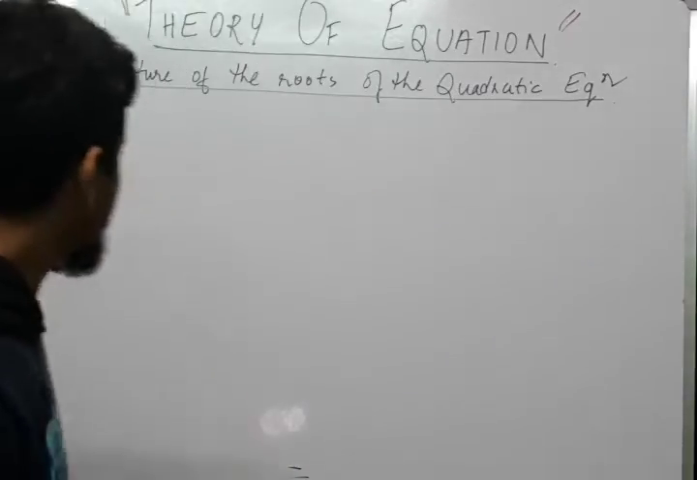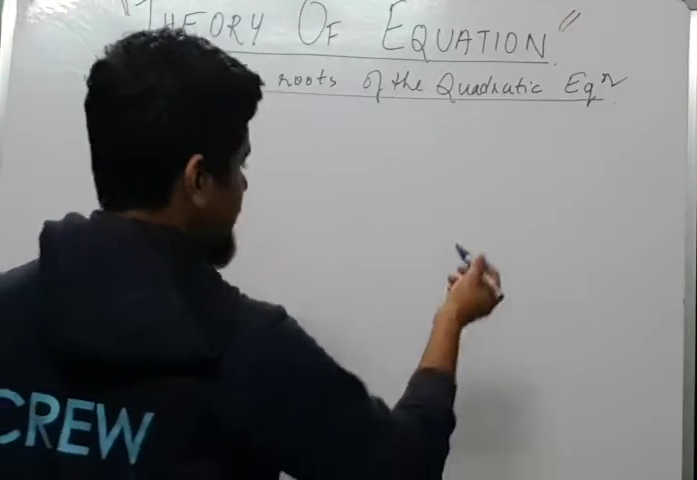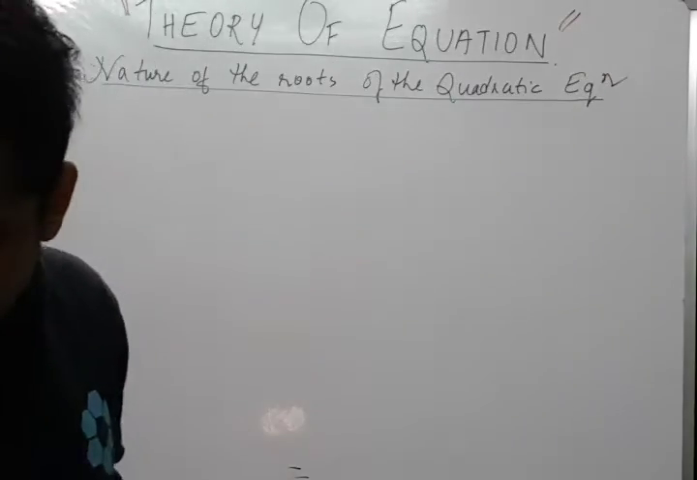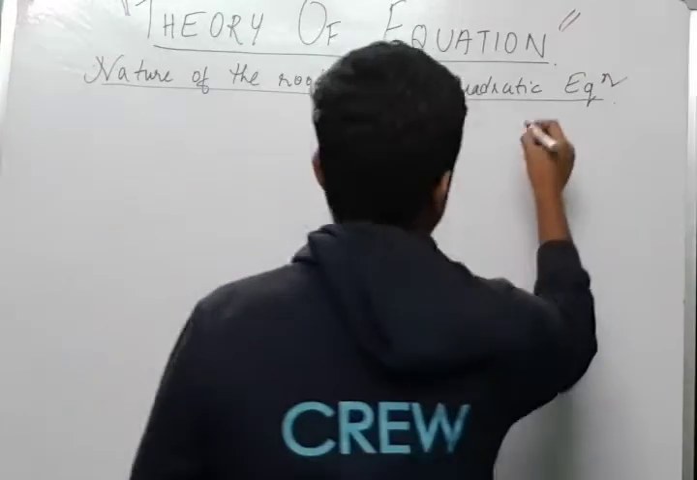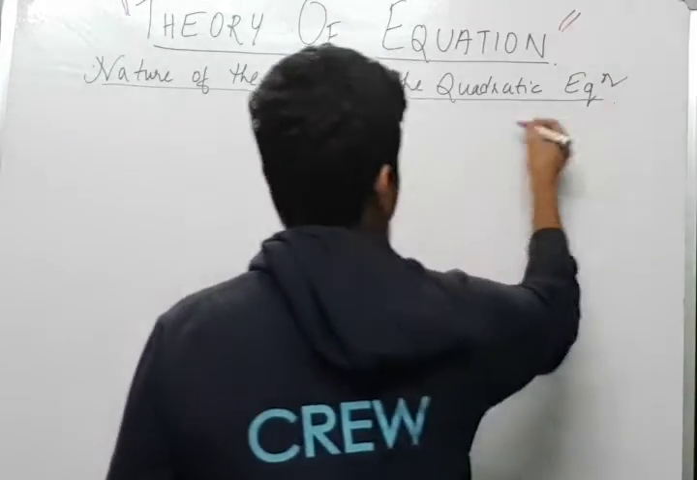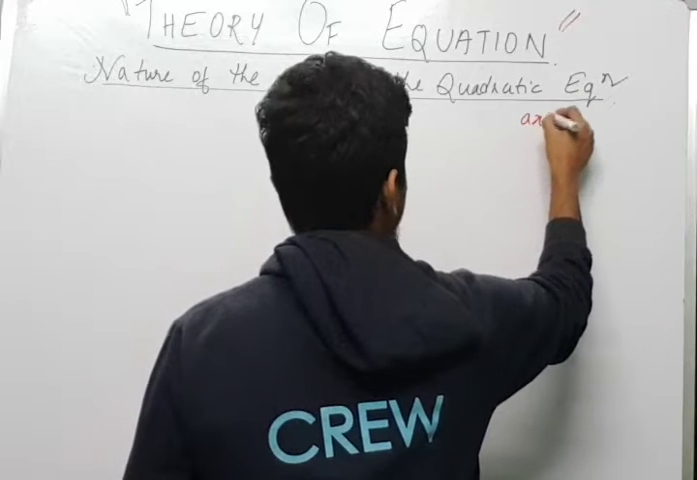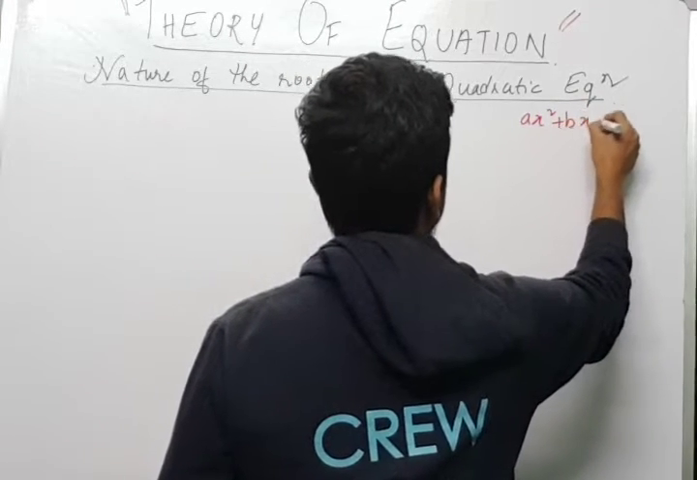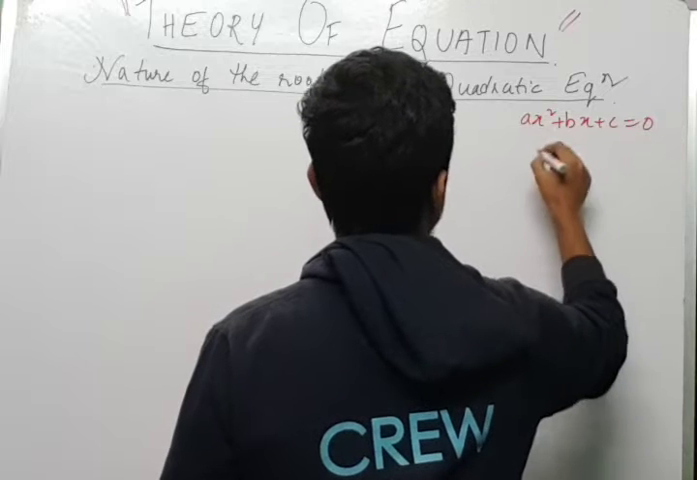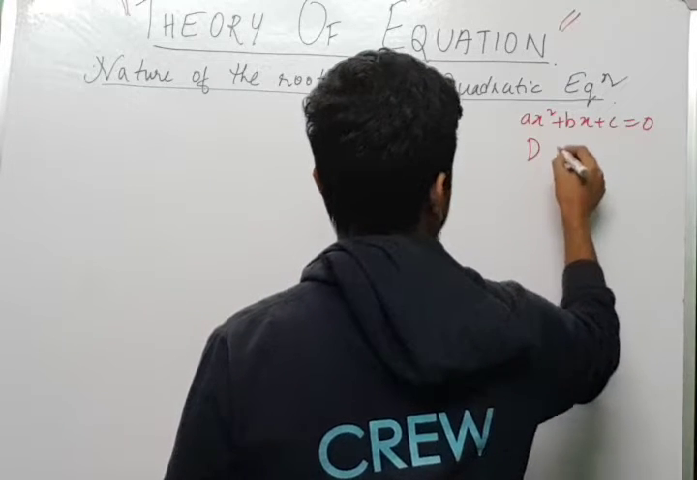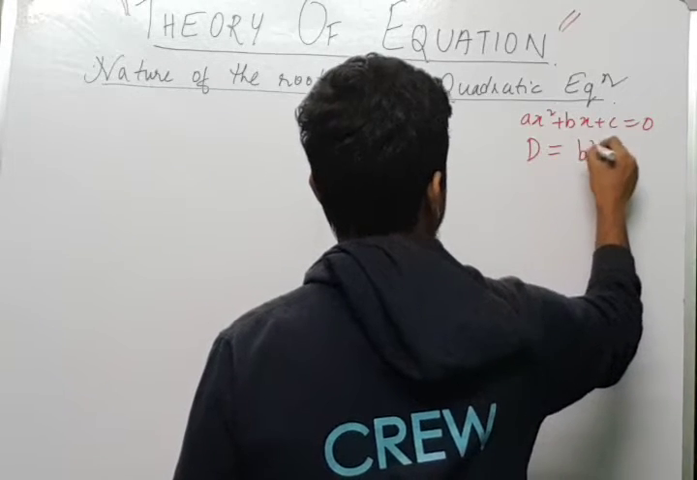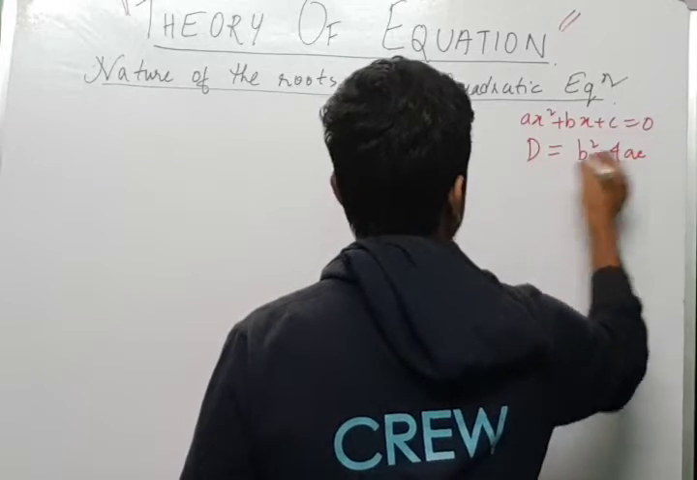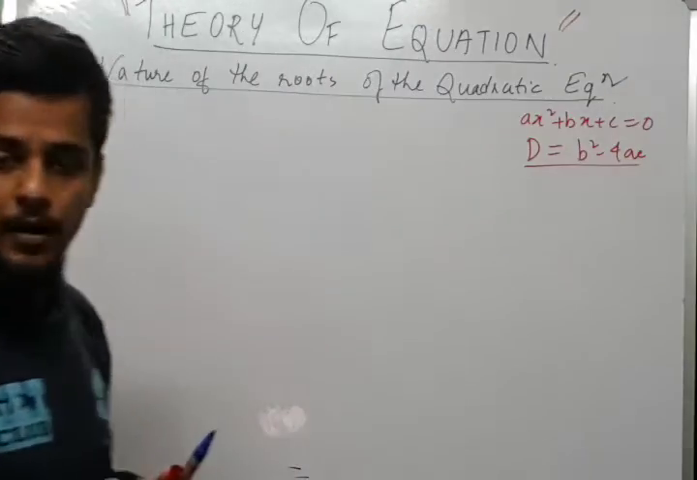So the first thing that we need to know is the discriminant. Normally, if we have a quadratic equation of the format ax square plus bx plus c equal to 0, then the discriminant, which is D, is given by b square minus 4ac. So this is the thing that we need to remember.